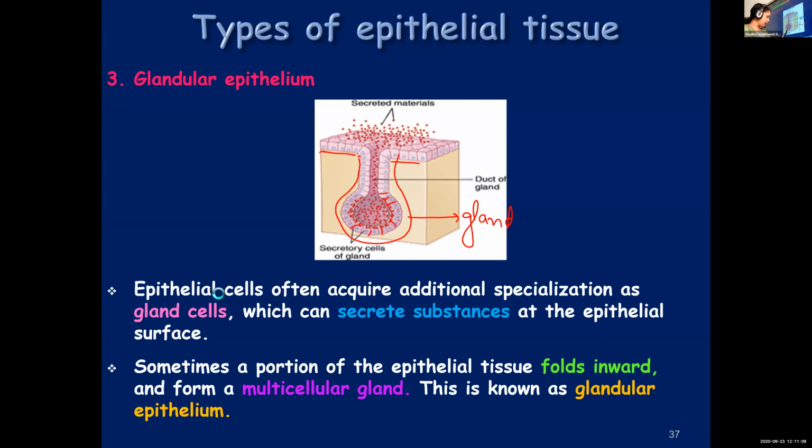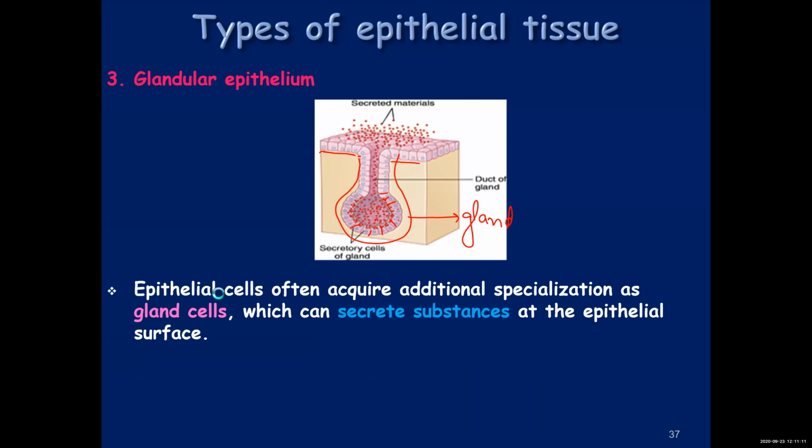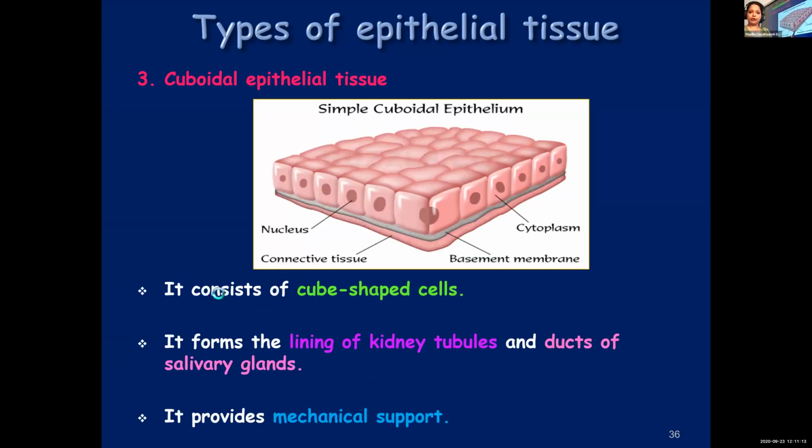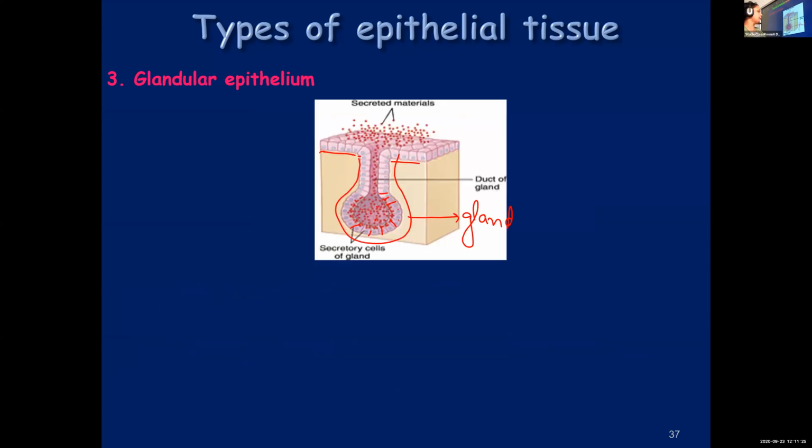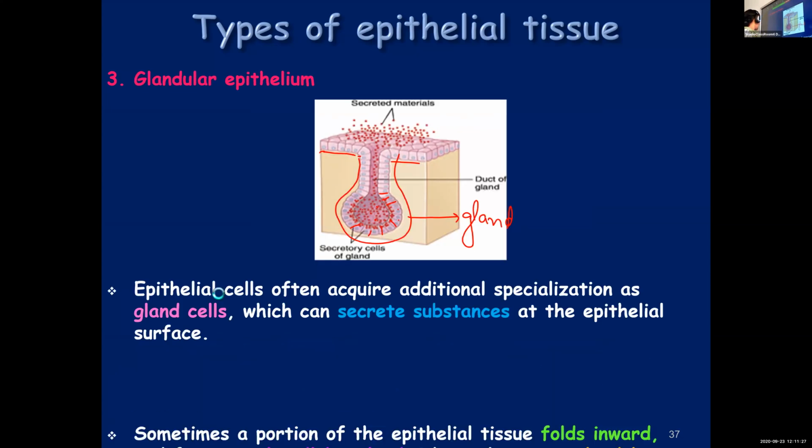Cuboidal epithelial tissue consists of cube-shaped cells, and you find them in the lining of the kidney tubules and the ducts of salivary glands. The function is to provide mechanical support. So that is what we covered.